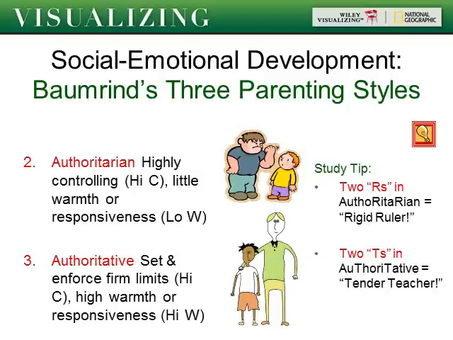Authoritarian parents are highly controlling, and they show little warmth or emotional responsiveness to their children. One way you can think of that is the word authoritarian has 2 R's in it, so you can think of it as rigid ruler. Those are the types of parents that are highly controlling and not going to give their children a hug, not going to smile at their children, and things like that. Then there's authoritative parents, and they set and enforce firm limits and have a high level of warmth and high level of emotional responsiveness. One way you can think of that is there's two T's in the word authoritative, and you can think of those parents as tender teachers.